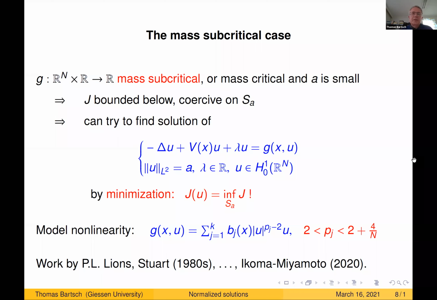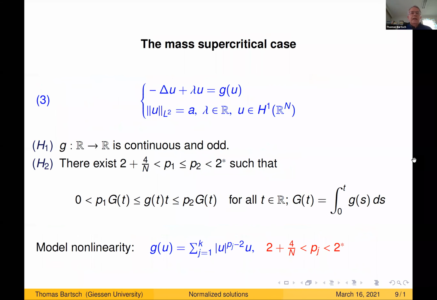Okay, for this talk, I will be concerned with the mass supercritical case. Then the functional constrained to the L² sphere is not bounded from below. It's unbounded from below and from above, and there does not exist a local minimizer in general. So let us first look at the autonomous case where there is no potential and where G does not depend on x.